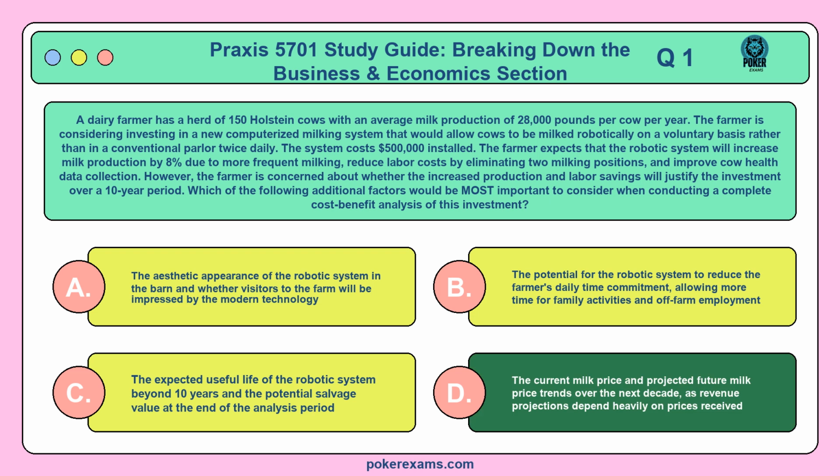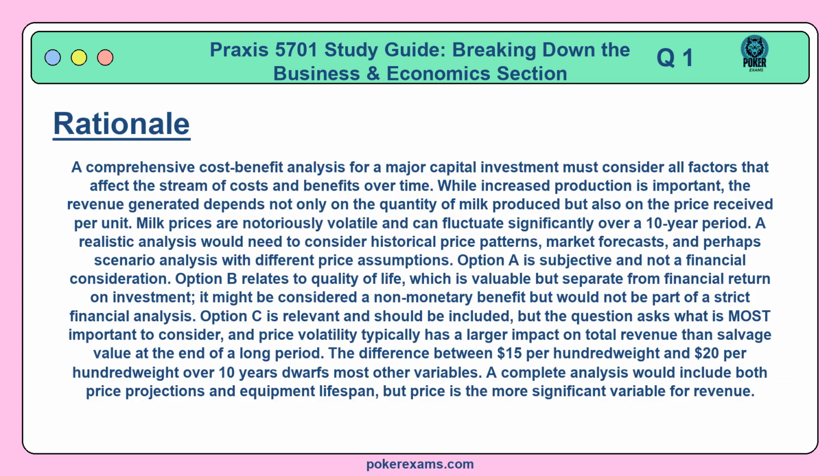The correct answer is D. A comprehensive cost-benefit analysis for a major capital investment must consider all factors that affect the stream of costs and benefits over time. While increased production is important, the revenue generated depends not only on the quantity of milk produced, but also on the price received per unit. Milk prices are notoriously volatile and can fluctuate significantly over a 10-year period. A realistic analysis would need to consider historical price patterns, market forecasts, and perhaps scenario analysis with different price assumptions.